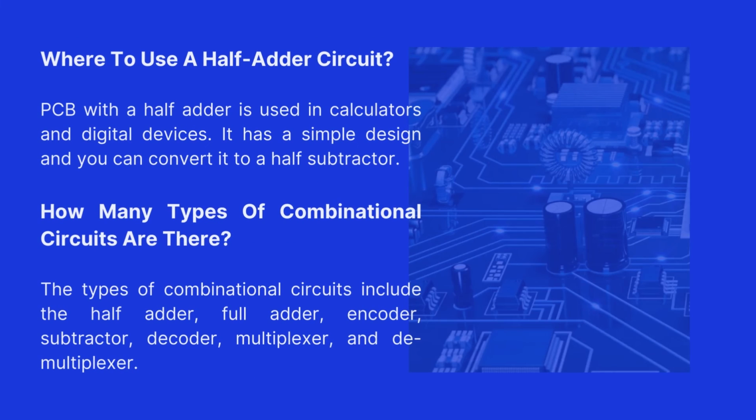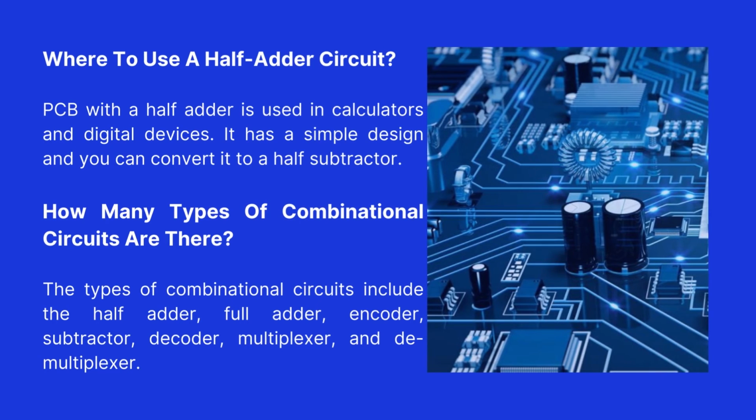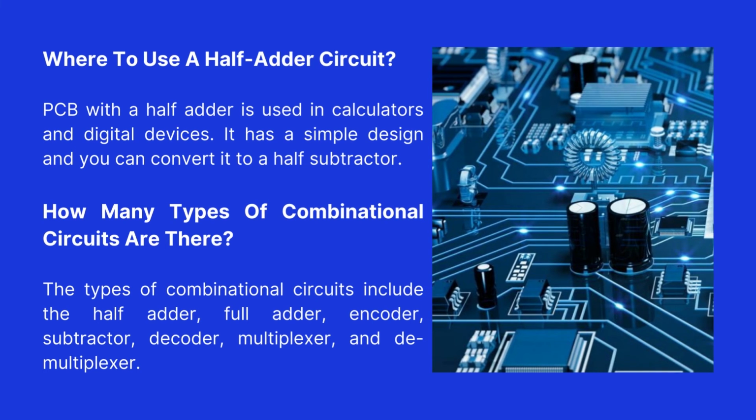Where to use a half adder circuit? A PCB with a half adder is used in calculators and digital devices. It has a simple design, and you can convert it to a half subtractor. How many types of combinational circuits are there? The types of combinational circuits include the half adder, full adder, encoder, subtractor, decoder, multiplexer, and demultiplexer.